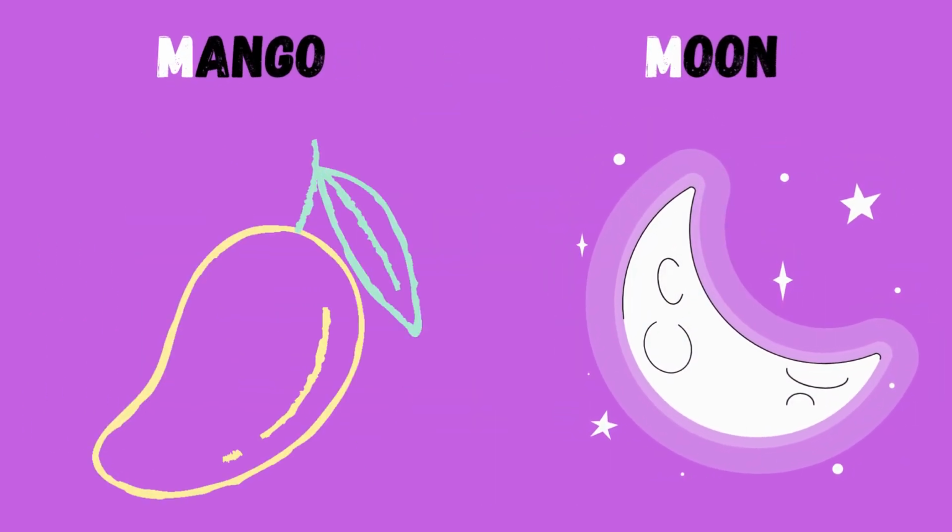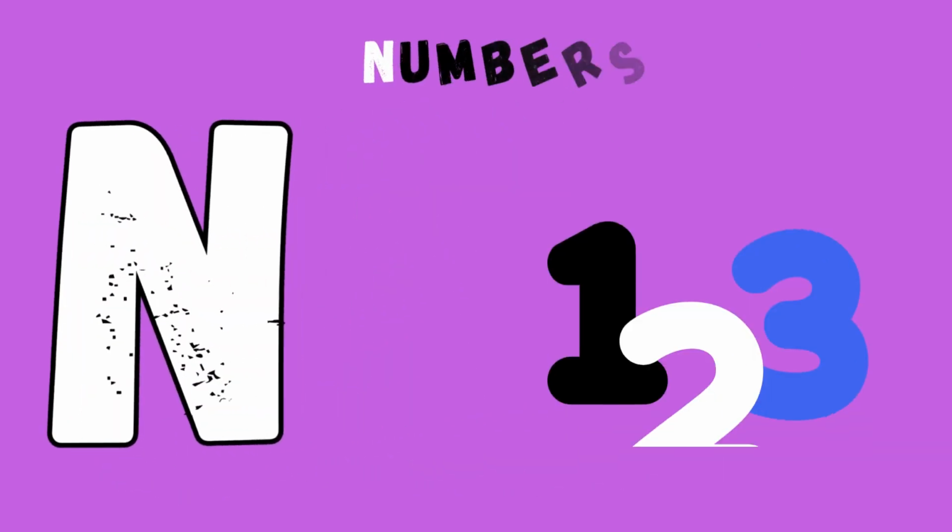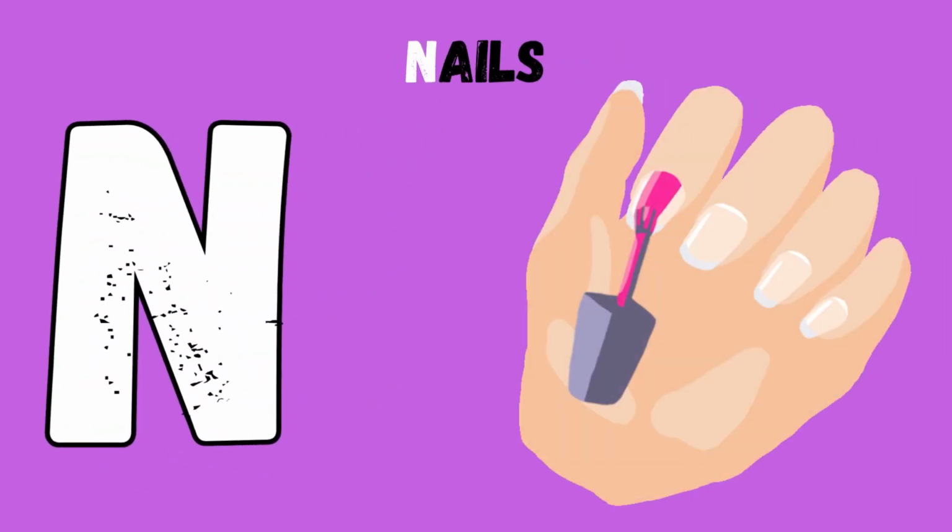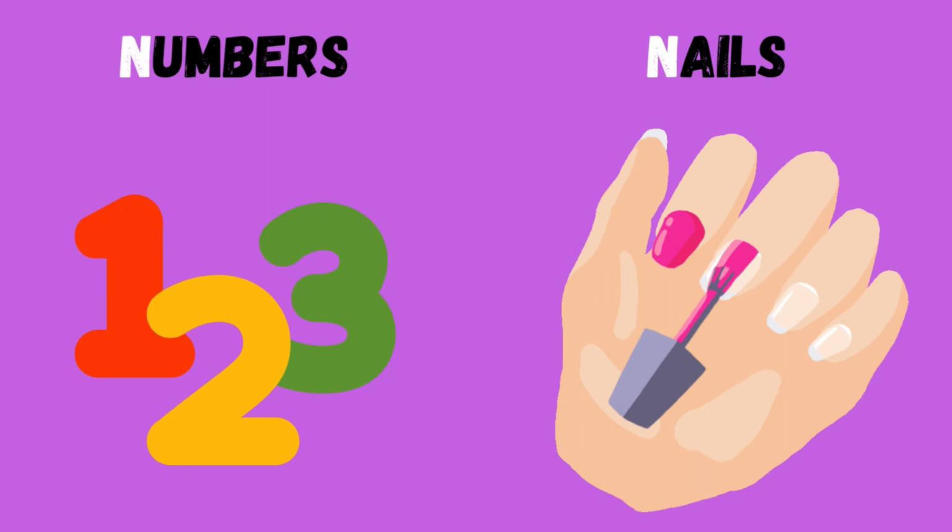M is for mango. M is for moon. Mango, moon. M, m, m. N is for numbers. N is for nails. Numbers, nails. N, n, n.